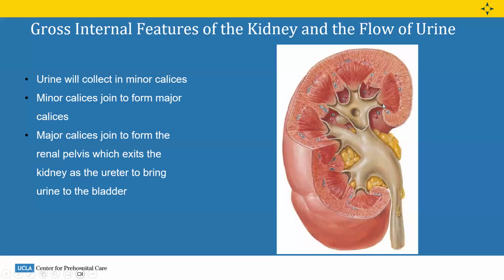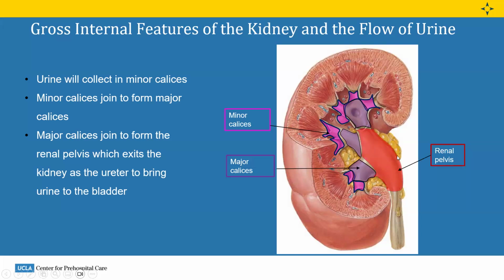So from those medullary papilla here, urine's going to collect in these first structures called our minor calyces. So at the tip of each papilla is one minor calyx, and then more than one minor calyx is going to form a major calyx. Now these major calyces are going to form our renal pelvis, and essentially the ureter is a continuation of the renal pelvis. It's just exiting, and urine's going to flow down into our bladder from there.